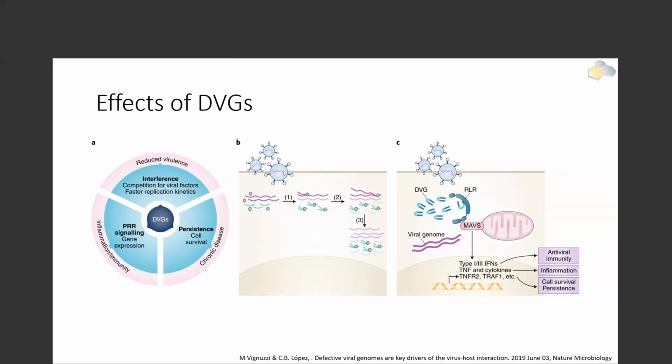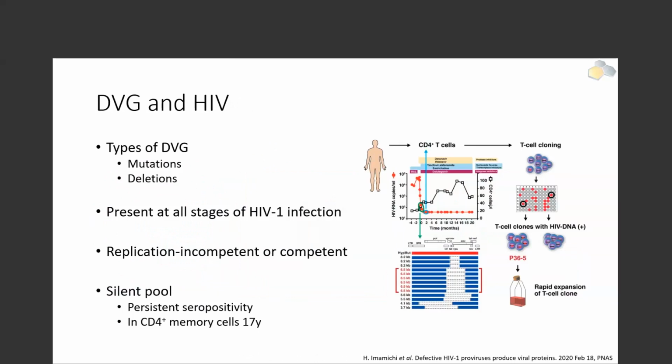Since then, there has been more and more evidence for other effects of DVGs. Of course, there's evidence that they also trigger some signaling pathways, like pattern recognition receptors, as described in this publication. And there is also some evidence for persistence, and this is interesting. The last step in the persistence is also observed in HIV, and I have here a slide that includes the figure of one of the publications.